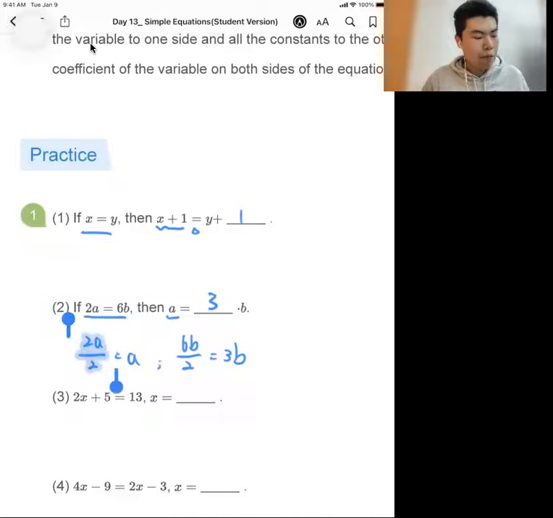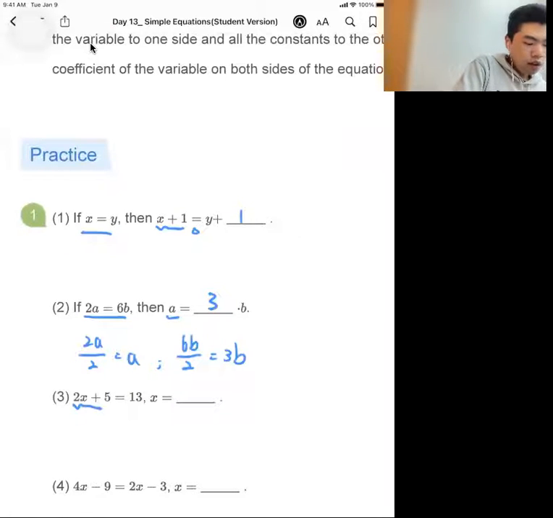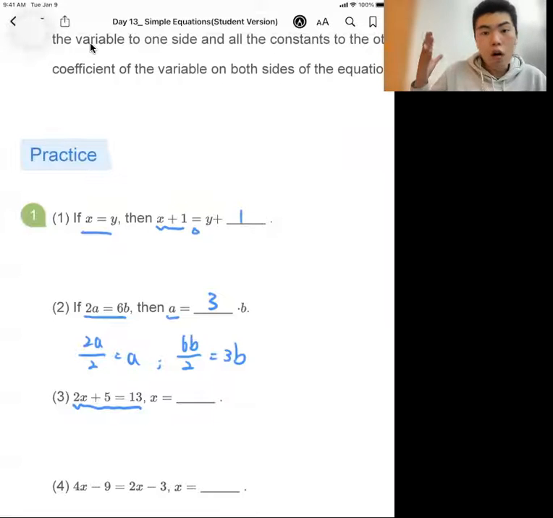Now, let's see if we can use this property to solve some of these equations. For the first one, we have 2x plus 5 equals 13. What is the value of x? The first step is to move all the variables to one side and the numbers to the other side. Since we have no variables on the right-hand side, we just keep this variable on the left-hand side, and then we want to move the 5 to the right-hand side.